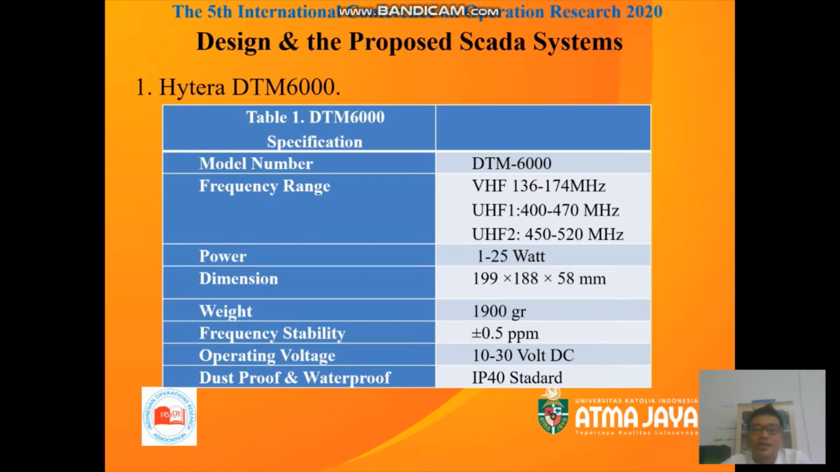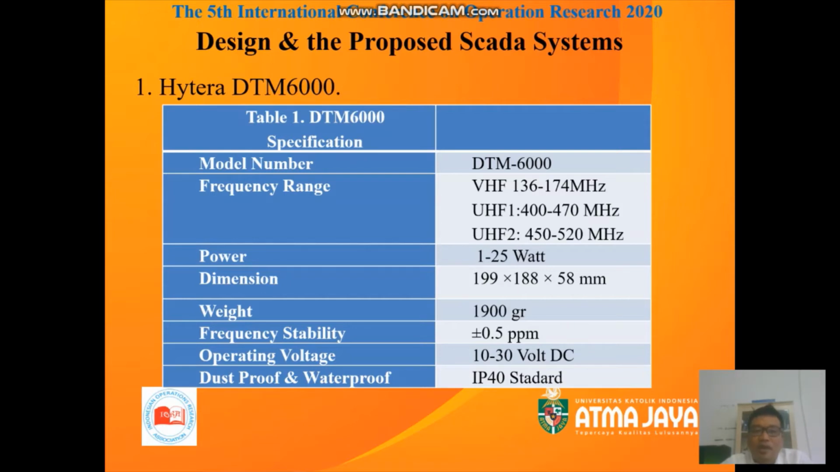And here is the SCADA modem provided by Hytera Communication Corporation Limited. Here's the specification of DTM6000. The frequency range includes VHF, UHF1 and UHF2. So we can see here that the frequency range is wide, so it can be used in any frequency depending on its area.